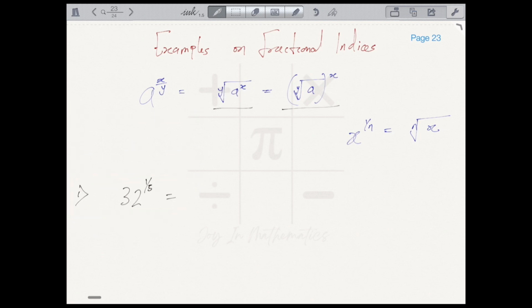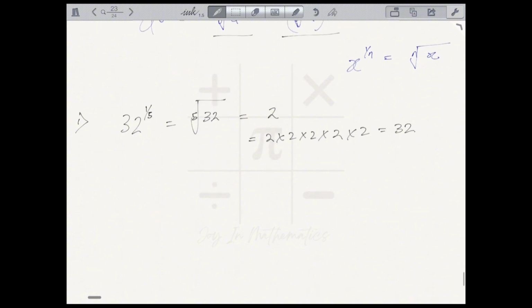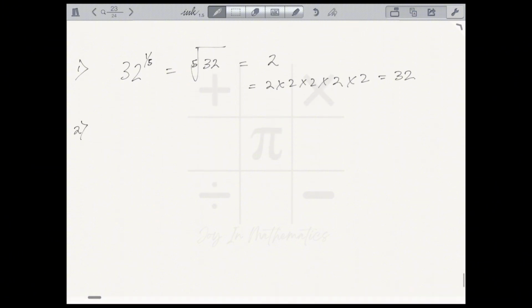So 32 raised to the power 1 over 5 will be the fifth root of 32. The fifth root of 32 means one number we multiply 5 times to get 32, and the answer is 2, because 2 times 2 times 2 times 2 times 2 gives us 32. You can punch this in your calculator to confirm.